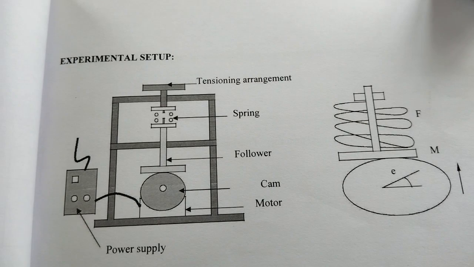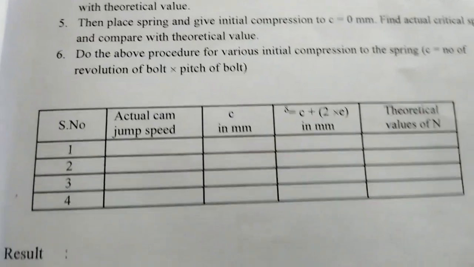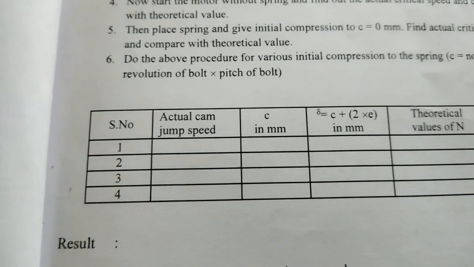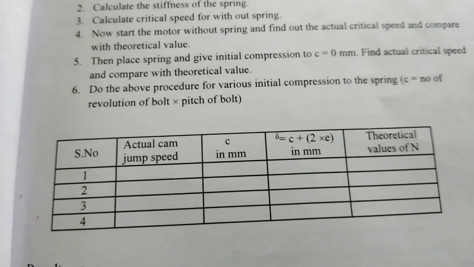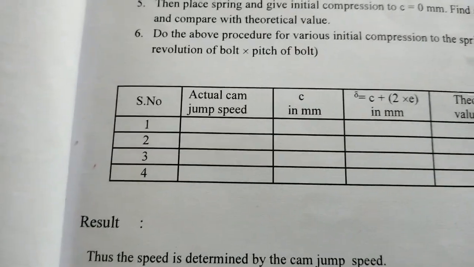Next, this is the experimental setup, and then the tabulation: the actual cam speed, the spring rotation, and then deflection and theoretical value of speed. So next we are going for the formula used.